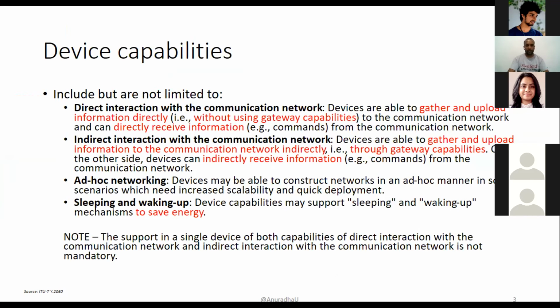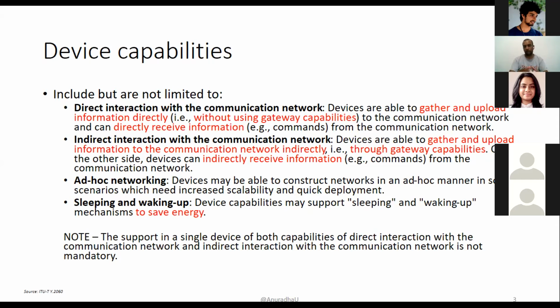So if you look at device capabilities, they include these things, but they are not the only things that device capabilities should address, right? So these include direct interaction with the communication network. For example, how you gather and upload information directly without using gateway capabilities. The device itself has the capability of directly communicating. And also indirect communication with the communication network, indirectly through a gateway, for example.